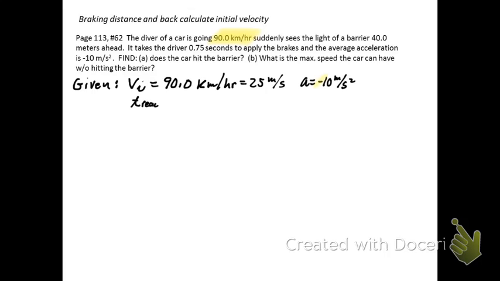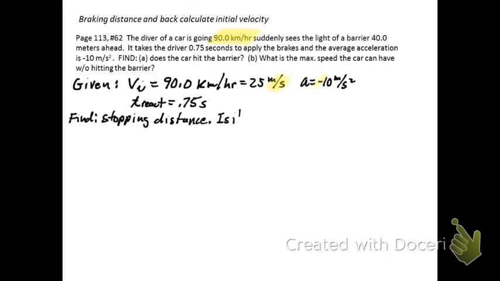All right, let's break this down. On the first part, let's take a look at what I'm given here. The first thing you should notice right off the bat is there's something I have to do with my givens. This 90 kilometers per hour is not going to be compatible with this 10 meters per second squared acceleration. So I need to change my kilometers per hour to meters per second. All right, now I'm good to go. These numbers are workable.